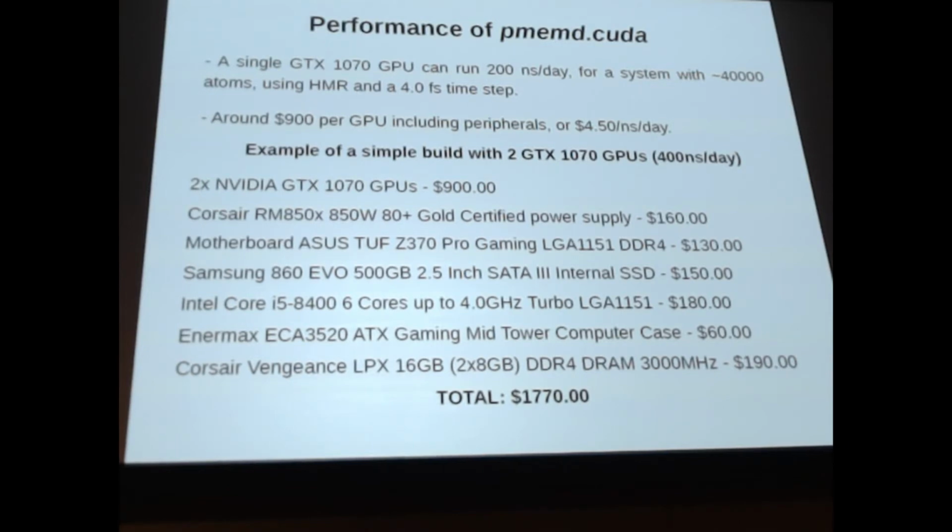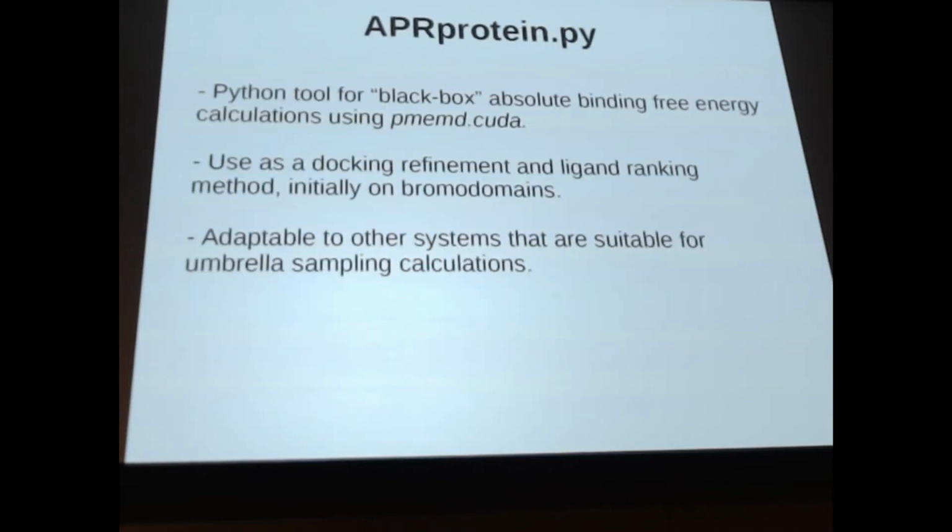And this is not hard to build. I actually learned how to build this myself, just looking at the PCPartPicker website, and they all work. They are very stable, and they have no crashes at all. So it's a very efficient way of low-cost absolute binding free energy calculation.